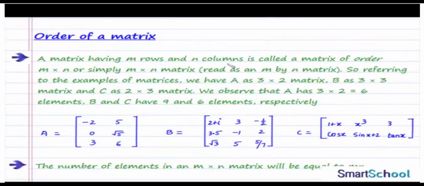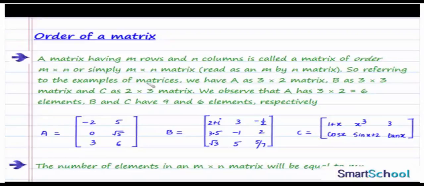After studying about the meaning of a matrix, let us study about the order of a matrix. Here we will learn what is the meaning of order of a matrix. A matrix having m rows and n columns is called a matrix of order m into n, or simply m into n matrix, which is read as m by n matrix. So m by n matrix is a matrix with m rows and n columns.